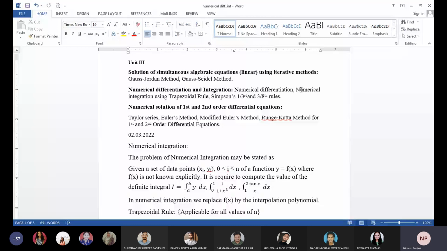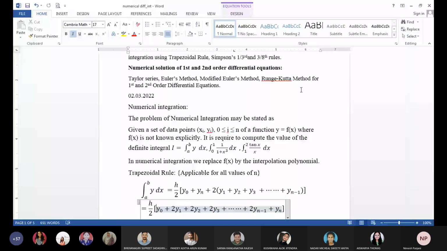We have the function y equals f of x, where the function f of x is not known explicitly. Sometimes it happens that the function is not known. We are required to compute the value of the integral from a to b of y dx. Then in this case, how can you apply the formula? So in numerical integration, we replace f of x by the interpolating polynomial.